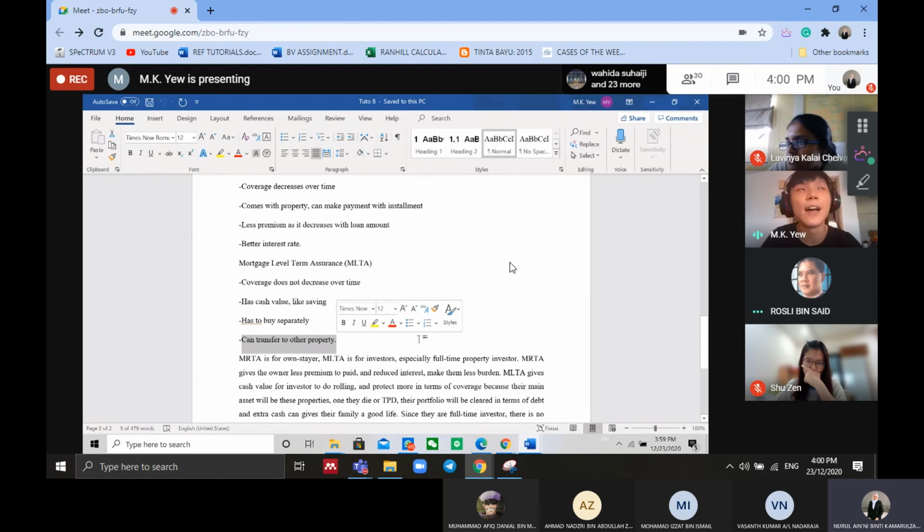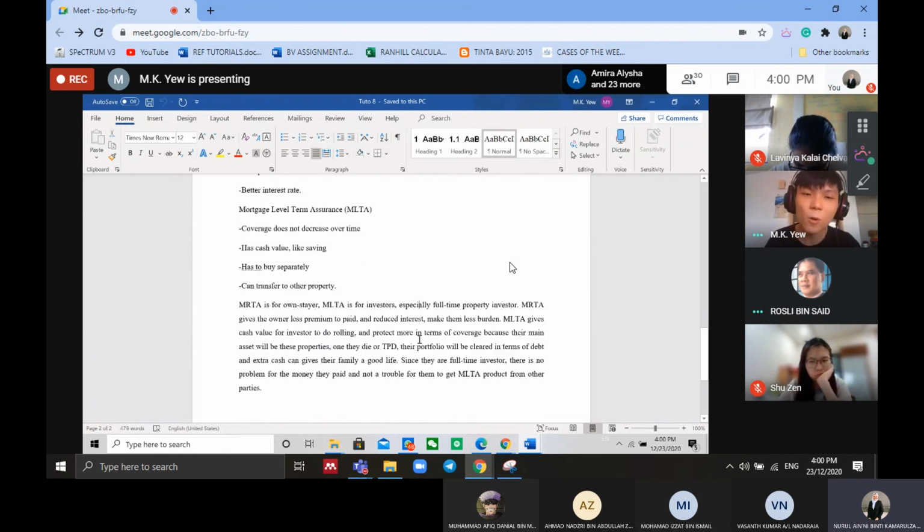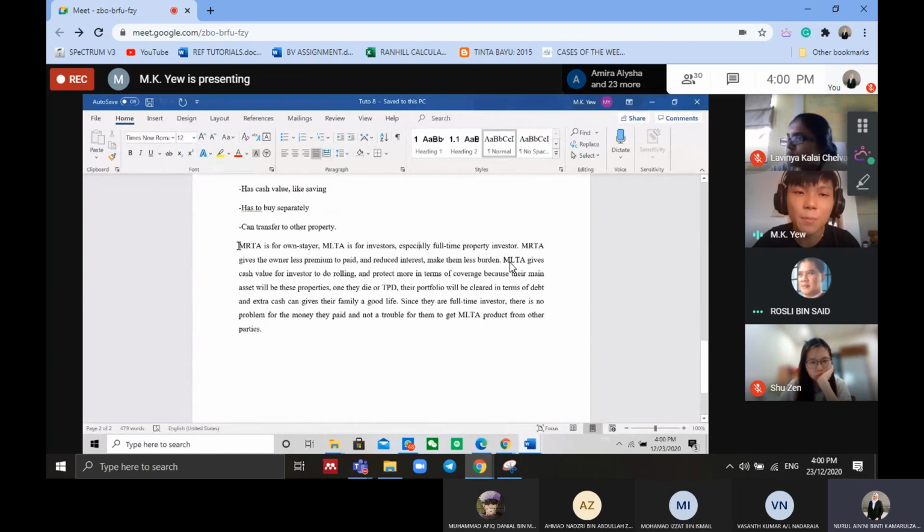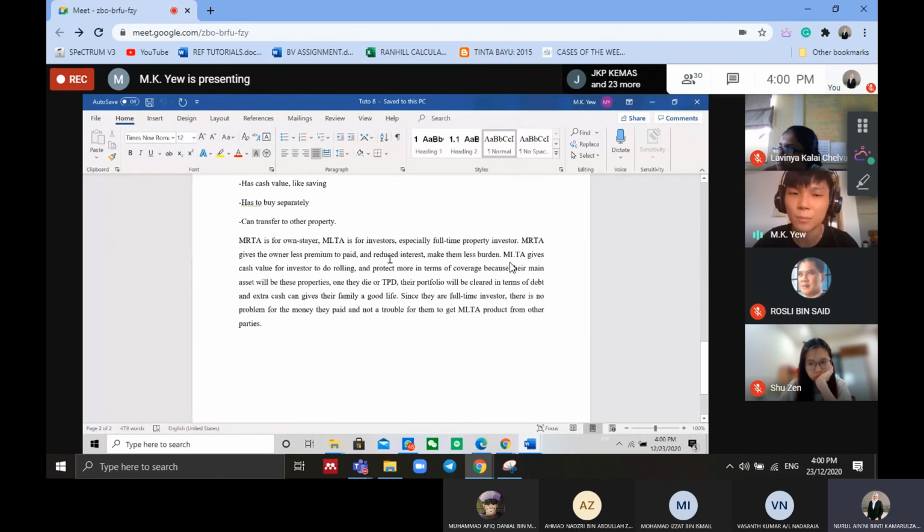Let's say today I got an MLTA with my property, then I sold it, I buy another property, I can transfer to another property. So for me MRTA is more suitable for on-stayer, while MLTA is for investor, because MRTA has less premium. So usually on-stayer they want the least cost for their best use of house. So yes, less premium is better, MRTA. And then reduce interest, make them less burden. Okay, less burden on their property.